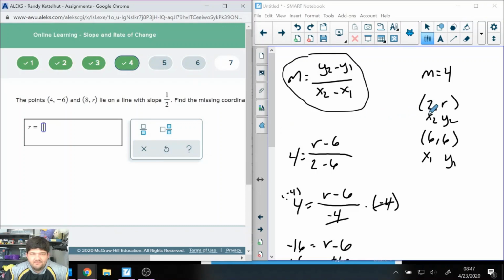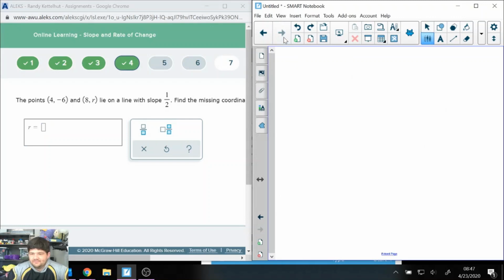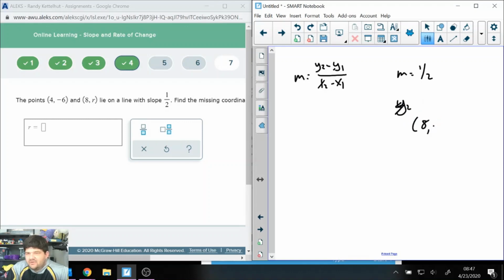I think that one's going to solve pretty similarly. The only difference is this is a half. Let's just do it. You have over here m equals y2 minus y1 over x2 minus x1. And then our slope is now 1/2. Our points are 8 comma r and 4 comma negative 6.